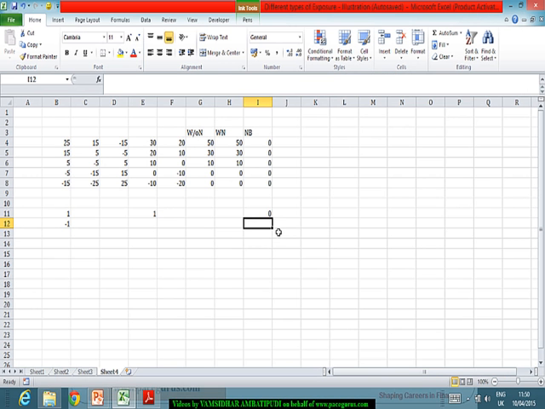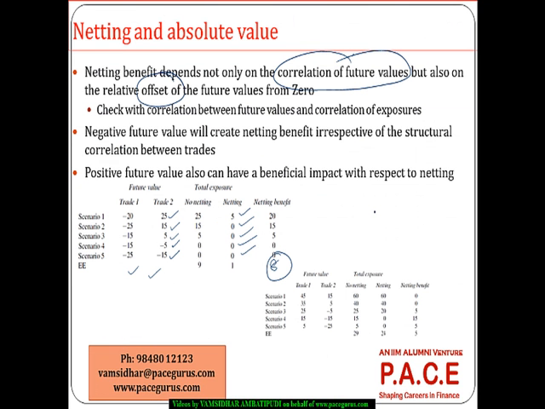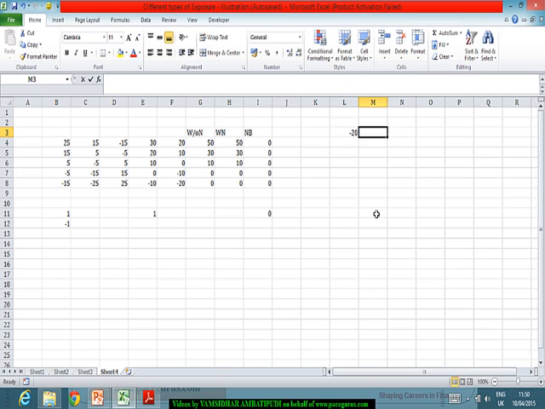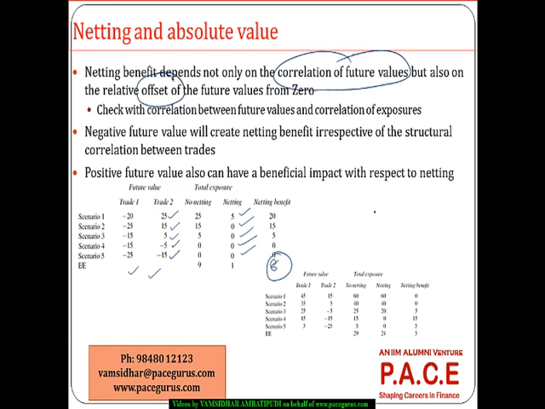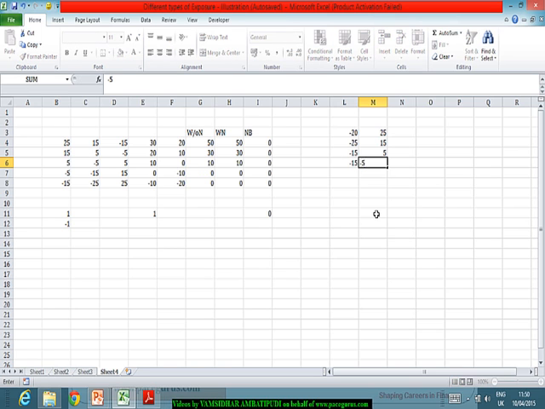Now look at the correlation here. Okay, that's an interesting part. Minus 20 and then 25. Minus 25 and then 15. Minus 15 and then 5, minus 15 and minus 5, minus 25 and minus 15. Very important statement here. Look at the correlation between these two. What I could see is the correlation is 0.